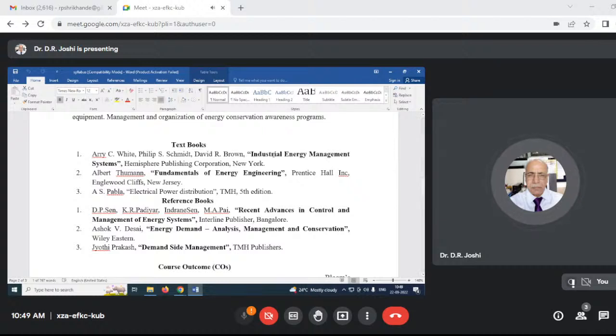Three textbooks are there, and three reference books are there. But what has been done is the notes have been taken out from these six books and made into a single set of some 60 pages of notes, which will be shared here, and which you can refer to and prepare for the examination.